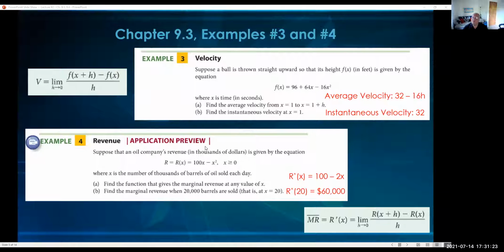Velocity and revenue. Surprise, they're both the same exact process. Find the derivative, they're the same thing.